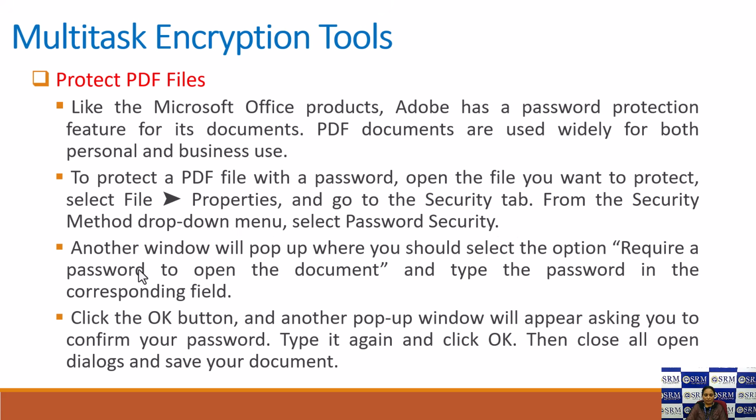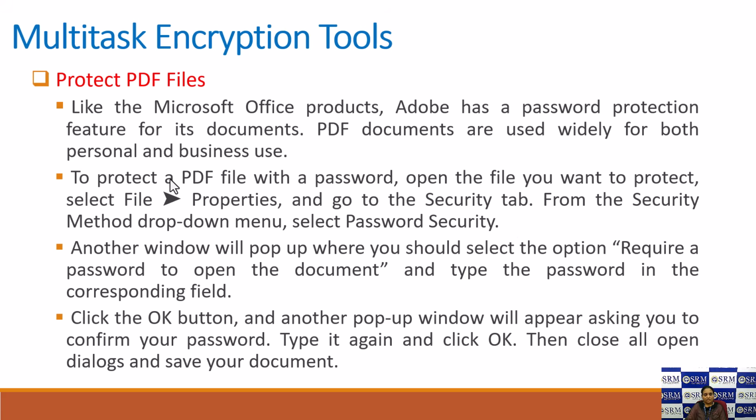From the security method drop-down menu, select Password Security. Another window will pop up where you should select the option requiring a password to open the document. Type the password in the corresponding field, then click the OK button. Another pop-up window will appear asking you to confirm your password. This way you can protect your PDF file.